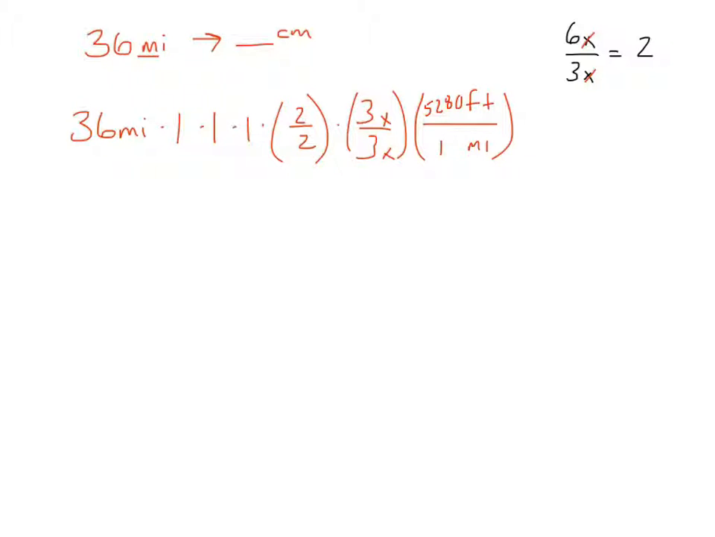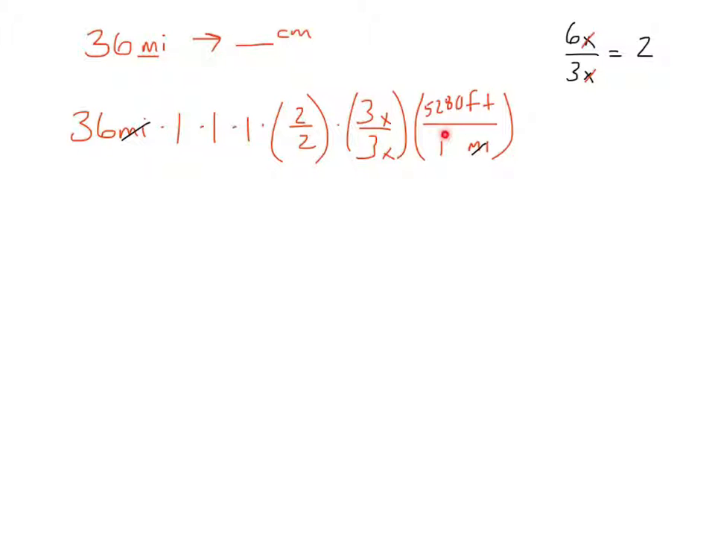So let's ask ourselves, is this fraction equal to 1? Yes. So it's not going to change the original value. But the more important thing is that miles on the left and miles in the denominator on the right cancel out. As long as we do our math, 36 miles times 5,280 feet, divided by 1, it gives us the equivalent amount in feet.